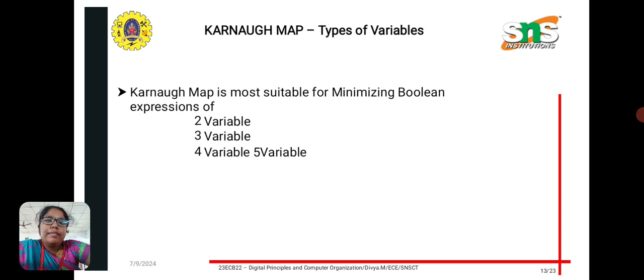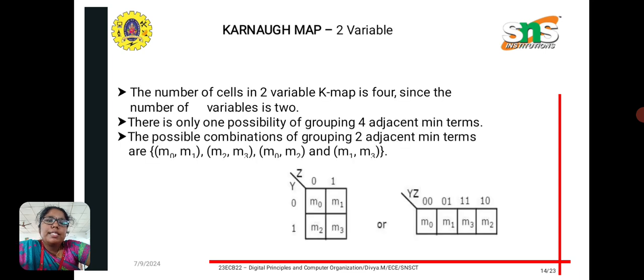Then we have different variable functions: two variable, three variable, four variable and five variable functions. The number of cells in a two variable K-map is 4. Since the number of variables is 2, there is only one possibility of grouping 4 adjacent minterms. The possible combinations of grouping two adjacent minterms are M0 M1, M2 M3, M0 M2, M1 M3.